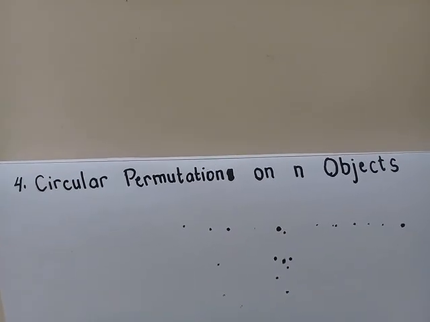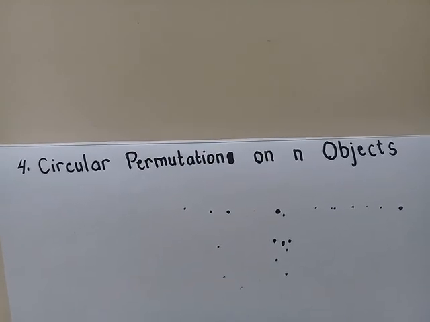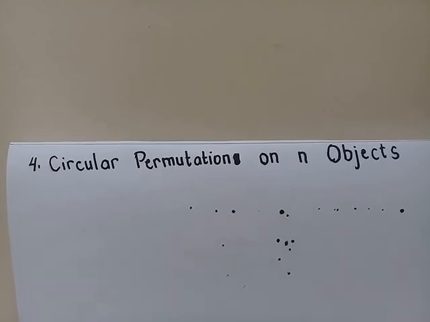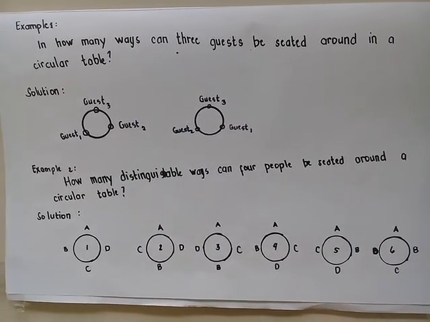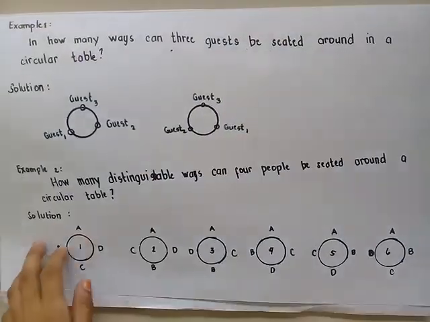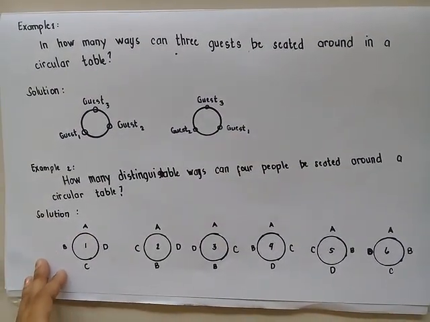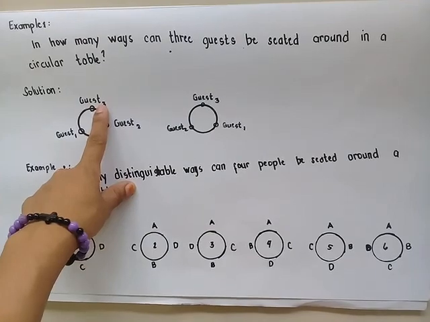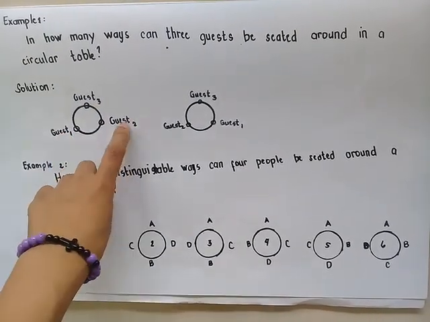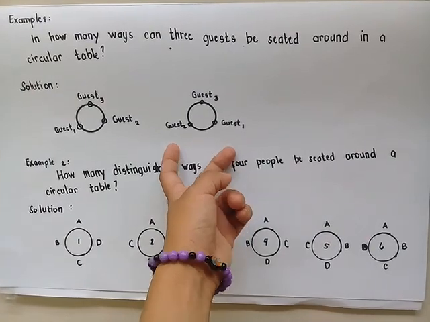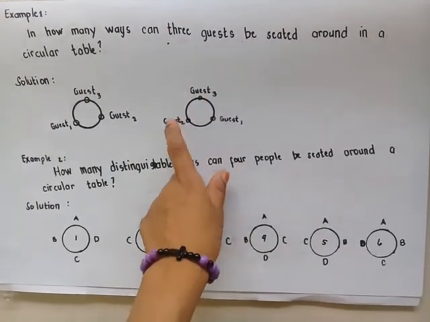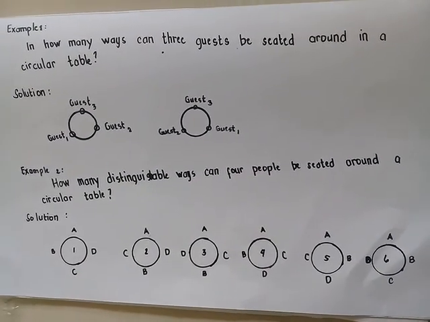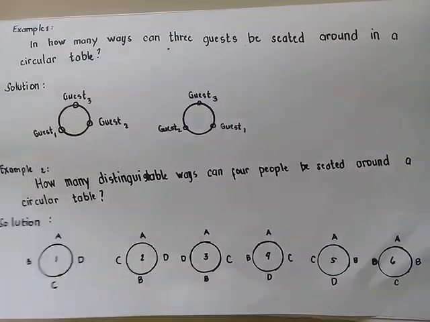The last but not the least type of permutation is the circular permutation on n objects. Circular permutations are used when objects have to be arranged in a circular order, and the first object determines the beginning and the end of the arrangement. For example, in how many ways can 3 guests be seated around a circular table? Consider a point of reference, let us say guest 3. So, we will put guest 1 here and guest 2 and interchange that guest. We have guest 3 remain as guest 3 here, and then guest 2, guest 1. Thus, in this case, there are 2 possible ways to sit the 3 guests in a circular table.